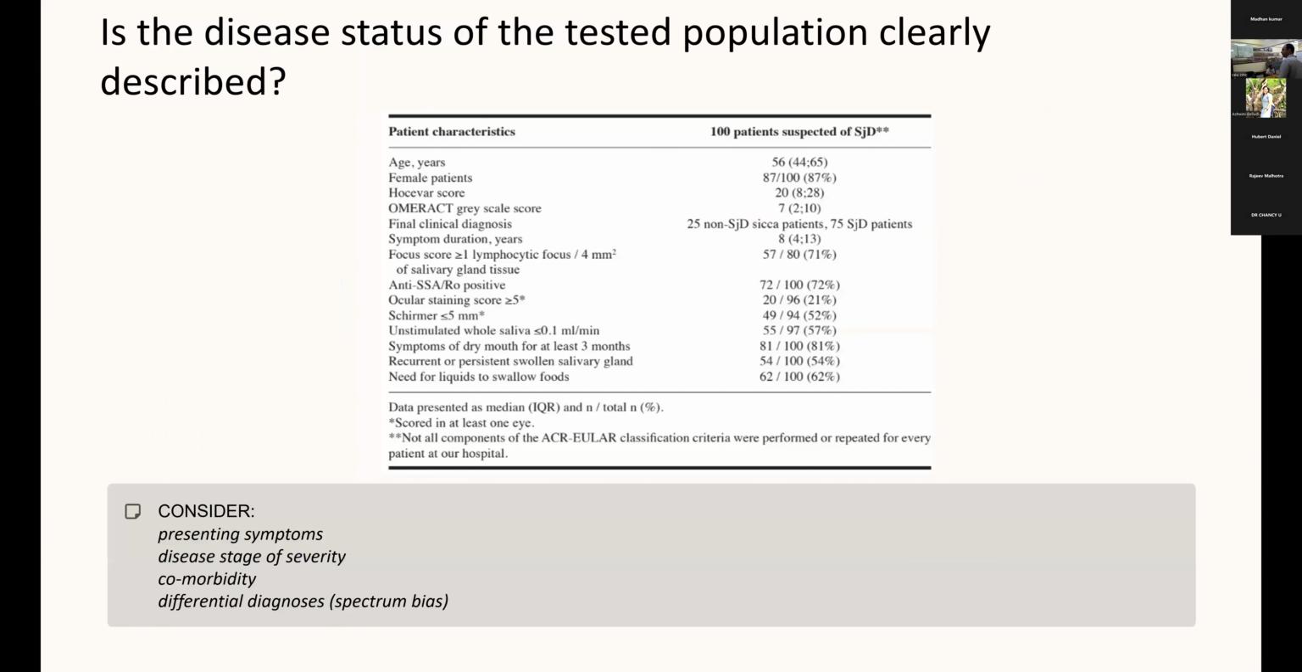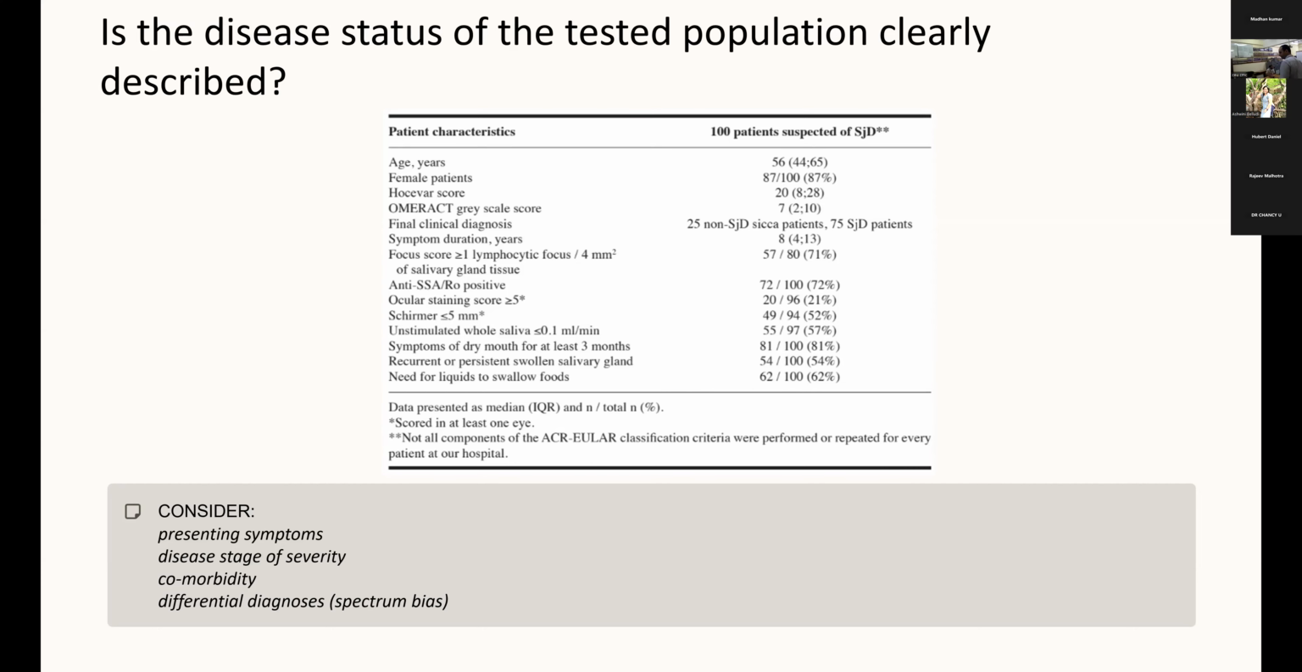Is the disease status of the tested population clearly described? Coming to the baseline characteristics, most of their patients were middle-aged women, which is the same demographic of Sjogren's seen worldwide. The Hocevar score is the precursor of the OMERACT score on which it's based. In the final clinical diagnosis, 75 of these patients ended up having Sjogren's syndrome proven, and 25 were non-sicca Sjogren's disease patients. Further, all the characteristics were also fitting in with the general population.